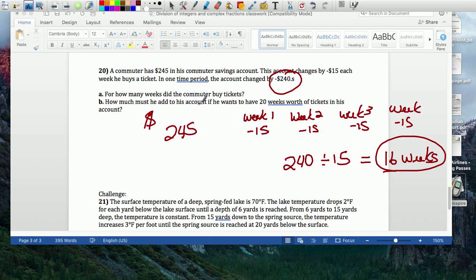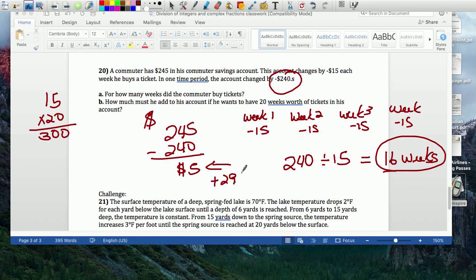How much must he add to his account if he wants to have 20 weeks worth? So he had 245, he spent 240, right? So he has $5 in his bank account right now. So how much must he add to this balance in order to have 20 weeks worth? Well, 20 weeks worth. So $15, let's multiply by 20. For 20 weeks of tickets, it's going to be $300. He needs to have $300 in his account. Okay, so if he has $5 already, he needs to add $295.